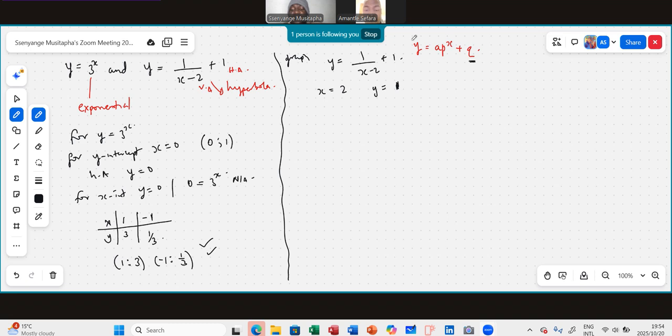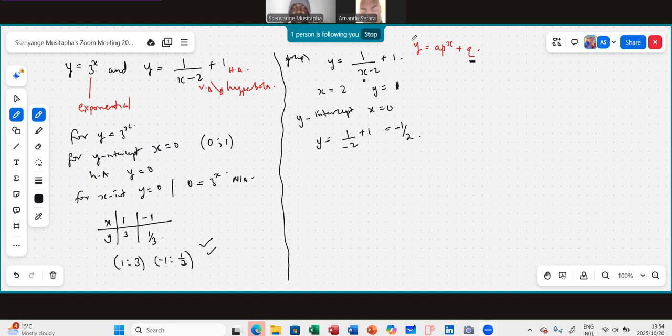Then from there, we need to get the y-intercept. X is equal to what? To 0, right? It's 0. So it means my y will be equal to 1 over negative 2 plus 1, which will give me a half when I put in 0 here.